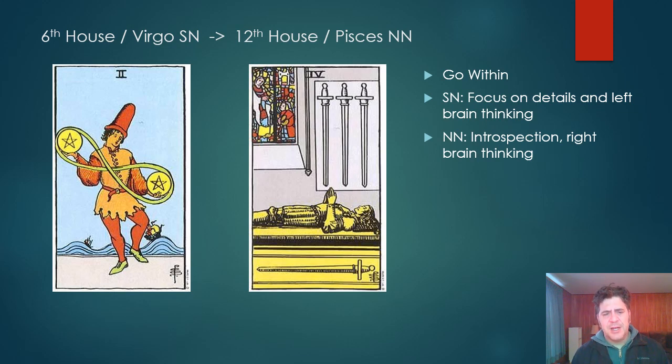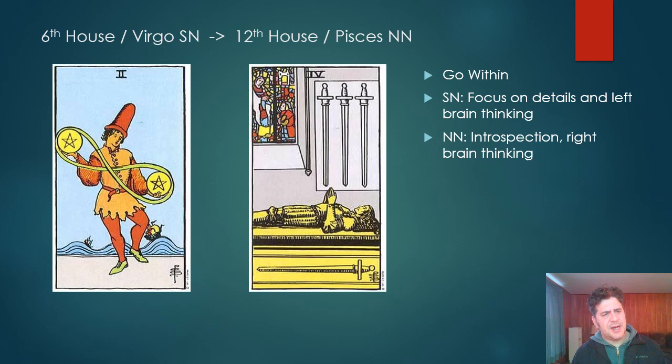And of course, these can be interpreted an infinite number of ways. As you get more intimate with the different houses, what they mean, and the astrology zodiac signs, and you do your own charts, you'll start to make your own associations with what these particular node placements mean.